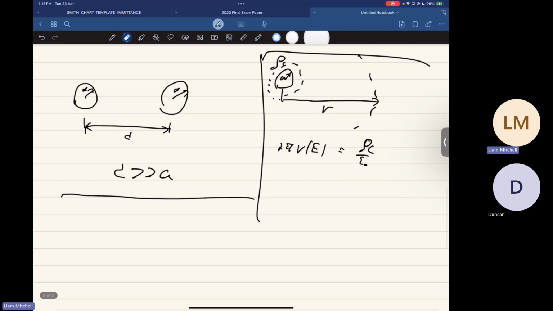Okay, so to continue with this, essentially we just take one charge, one cylinder of charge.